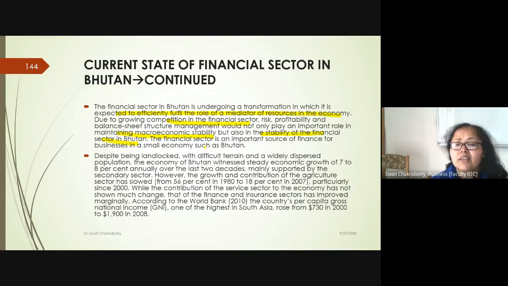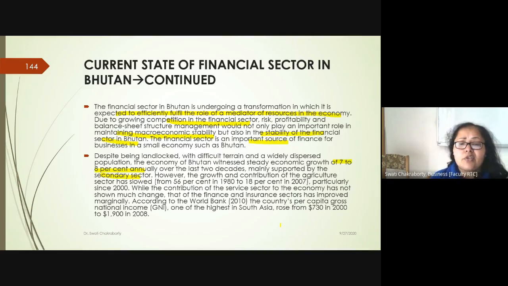So the financial sector is an important source of finance for businesses in any small country like Bhutan. So, right, Bhutan is a landlocked nation. We know that, right? Despite this, the country's economy has witnessed steady economic growth of 7 to 8% annually over the past 2 decades, mainly supported by the secondary sector.